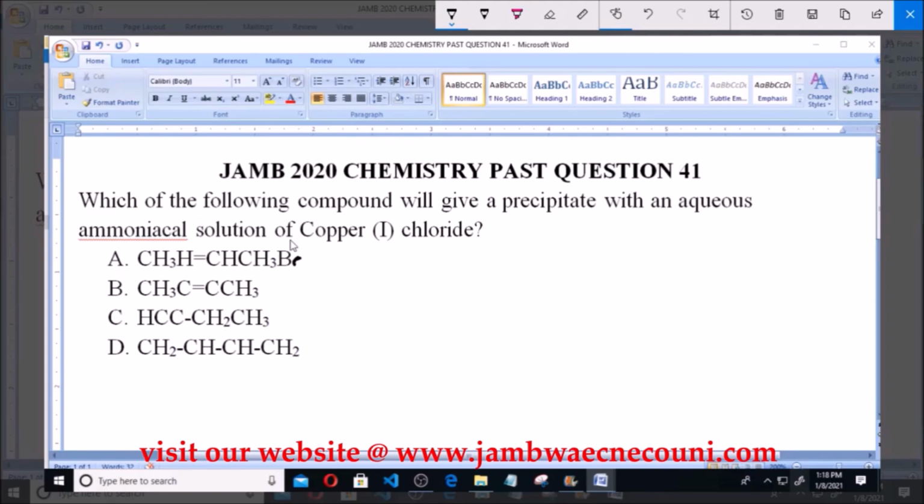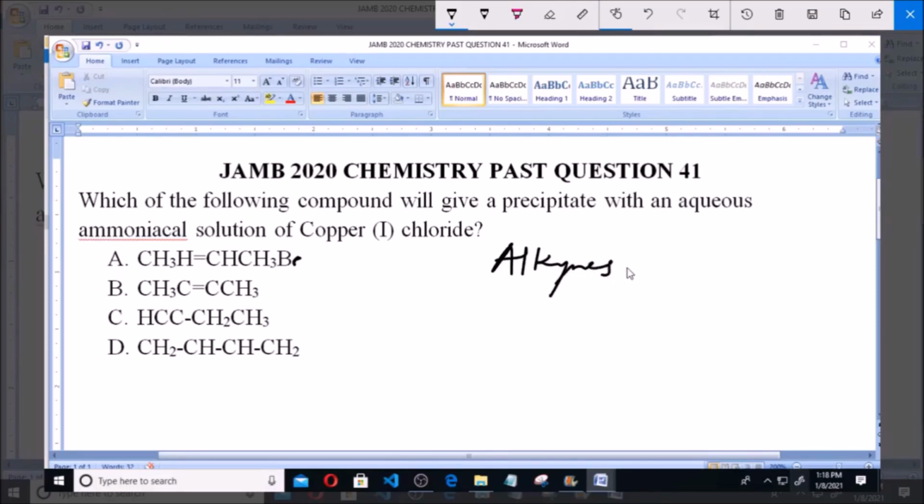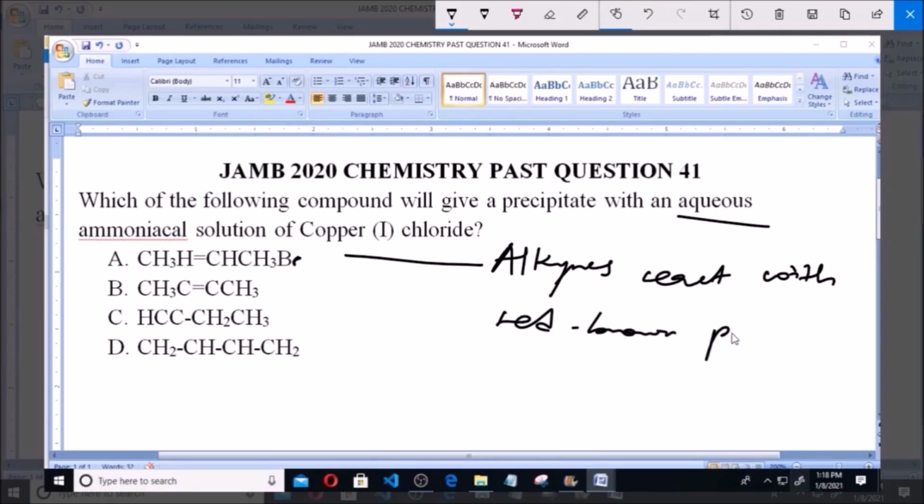Now we are asked which of the following compounds will react with ammoniacal solution of copper(I) chloride to give a precipitate. Precipitates will only be given when alkynes react with aqueous ammoniacal solution of copper(I) chloride. When alkynes react with this solution, they give off red-brown precipitates. For us to determine which option is correct, we have to know which of these options is an alkyne, that is, belongs to the alkyne family.